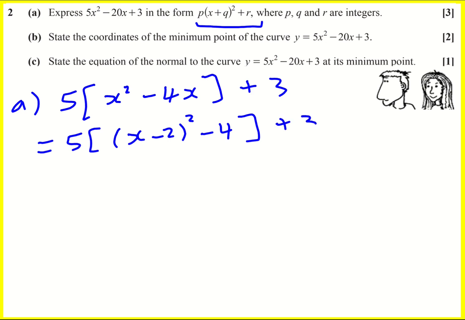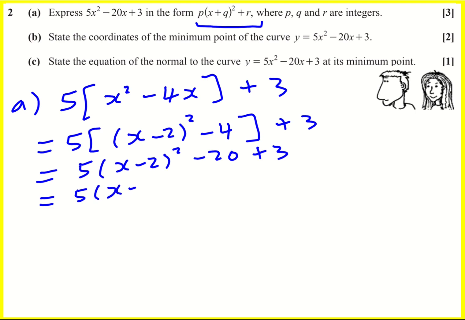And then I'm going to be adding 3. Expand the bracket back out. 5 times (x minus 2) squared minus 20 plus 3. I'm showing all my steps here. And finally, it's going to be 5(x minus 2) squared minus 17. And there we have it. That is in completed square form.